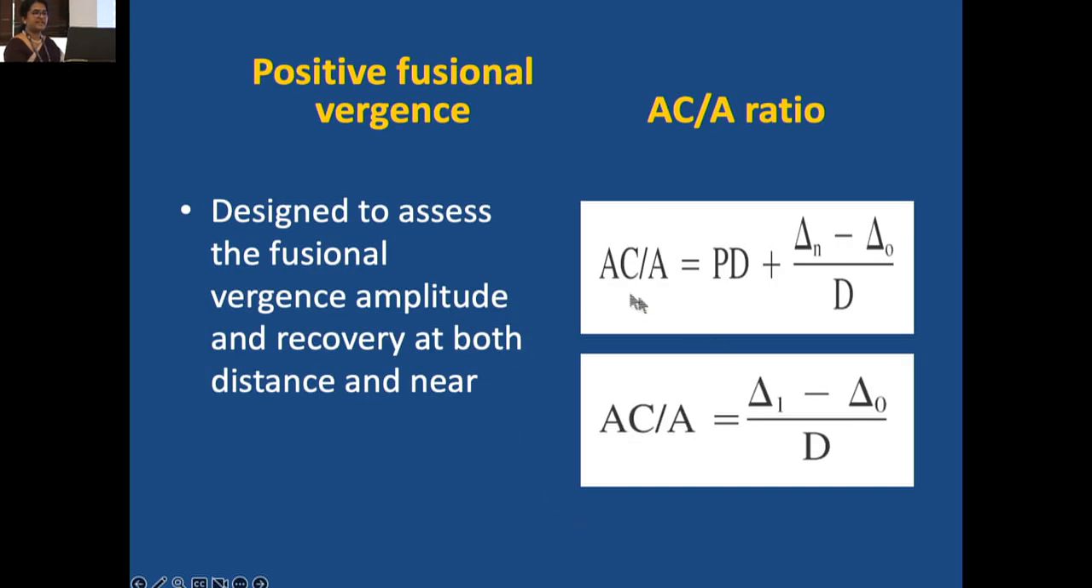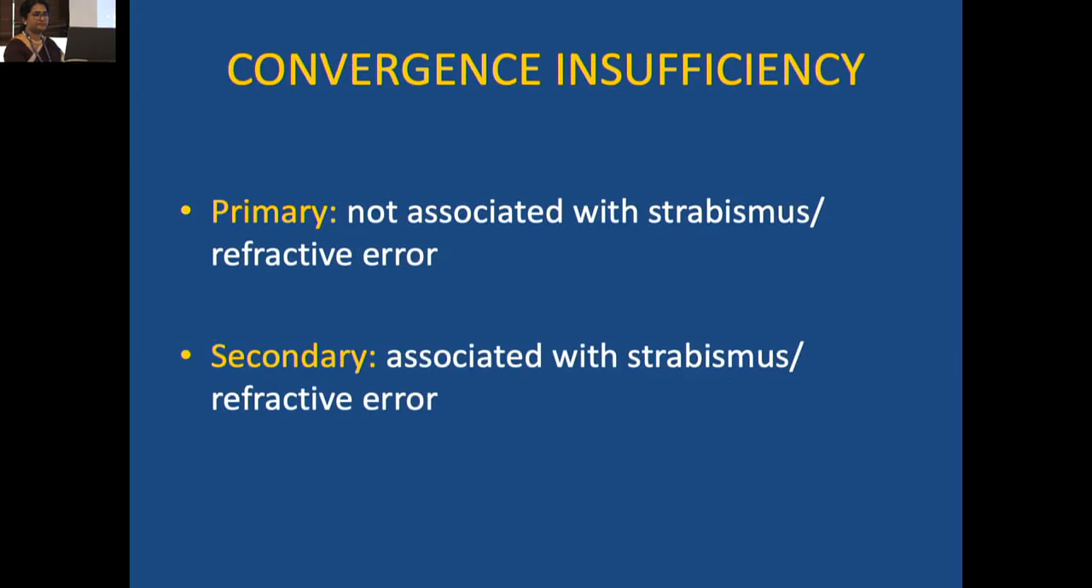And the AC/A ratio, we all know about the AC/A ratio. It can be tested in cases for diagnosing convergence insufficiency. Again, convergence insufficiency is primary and secondary. Primary is not associated with strabismus or refractive errors; secondary is associated with these.